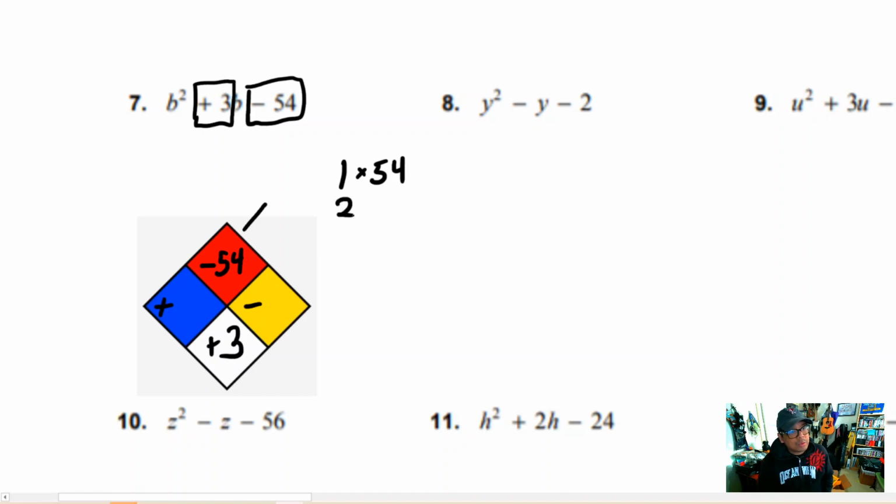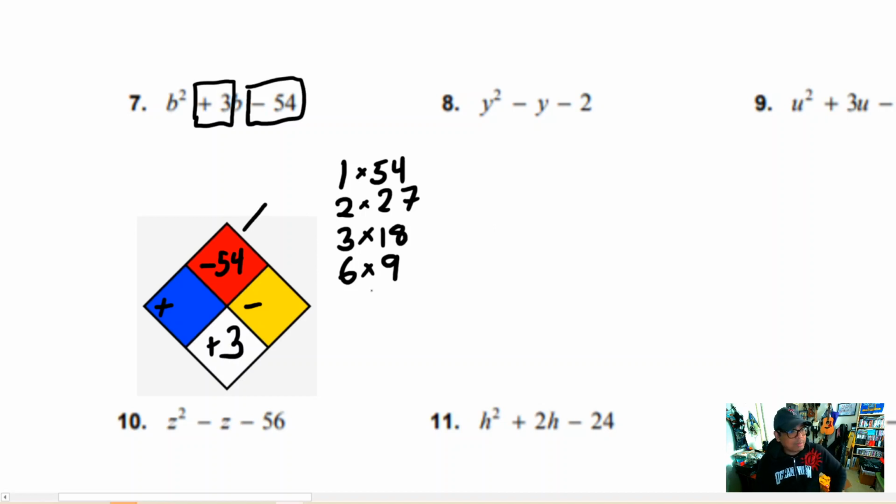Okay, 2 times 27. Does 3 work? Yes. 3 times 18? Yeah. How about 4? Does 4 work? I don't think 4 works. 5 doesn't work. 6 times 9, yep, 6 times 9 is 54. And that is it. 7 times, no, this is it.